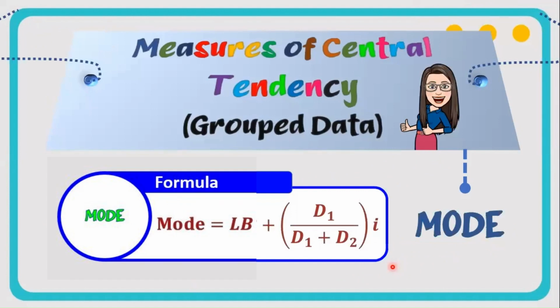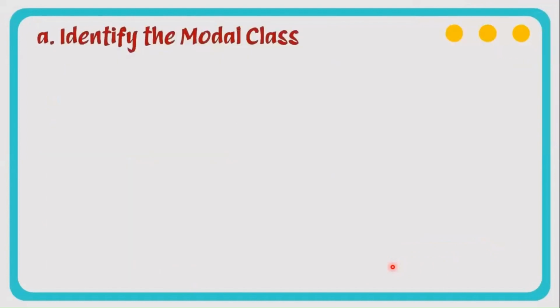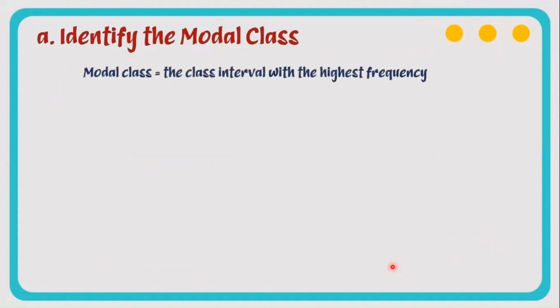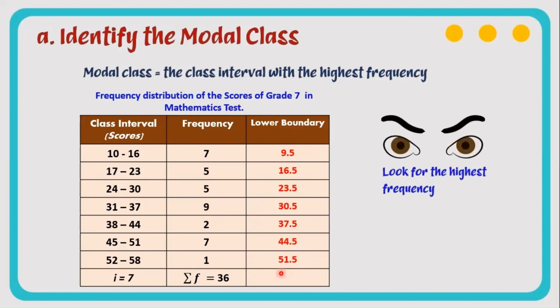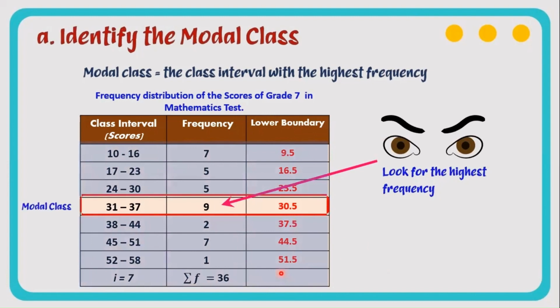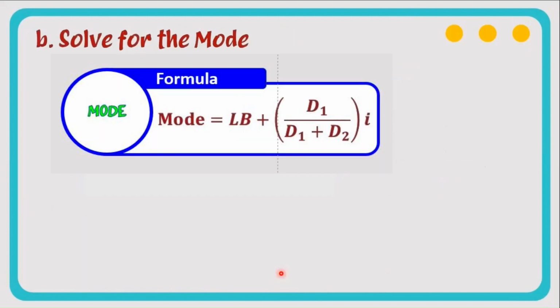Next is the mode. To solve for the mode, let's first identify the modal class. The modal class is the class interval with the highest frequency. In solving the median, we already got the lower boundary, so that's why I already reflected the lower boundaries here. As stated, the modal class is the class interval with the highest frequency, so we need to look for the highest frequency. Where is it? Oh, 9 is the highest frequency. Therefore, this row is our modal class. Now we can solve for the mode.